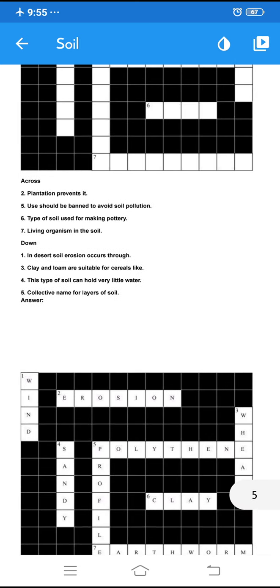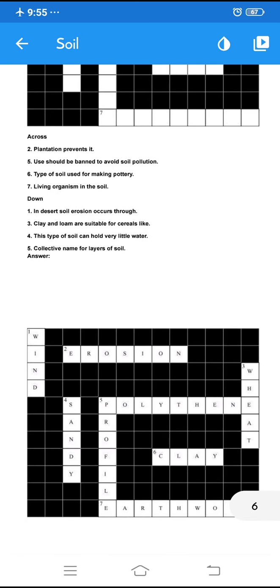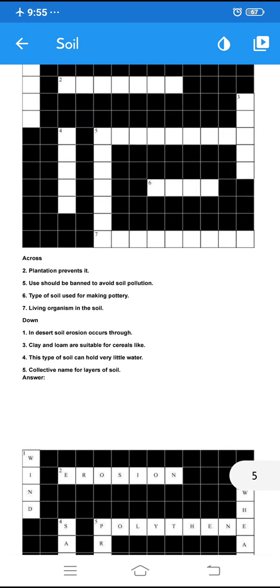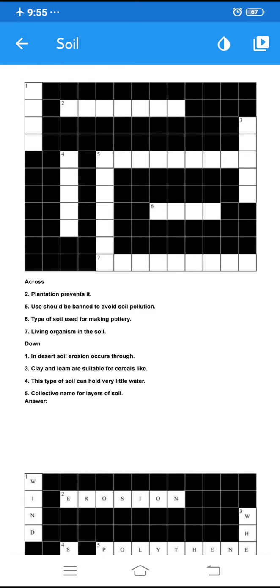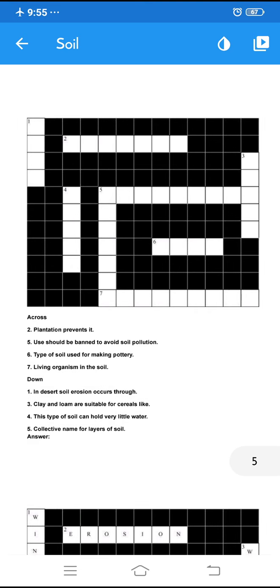So let us check the answer. Clay, the clay soil would be used to make pottery. So the last question in the across. The 7th question: living organism in the soil. Here you have to name the living organism in the soil. So which is the living organism found in the soil?